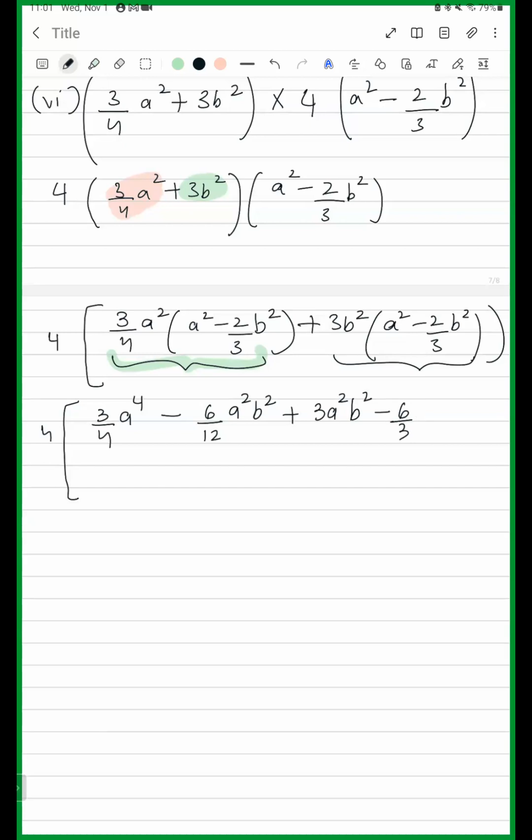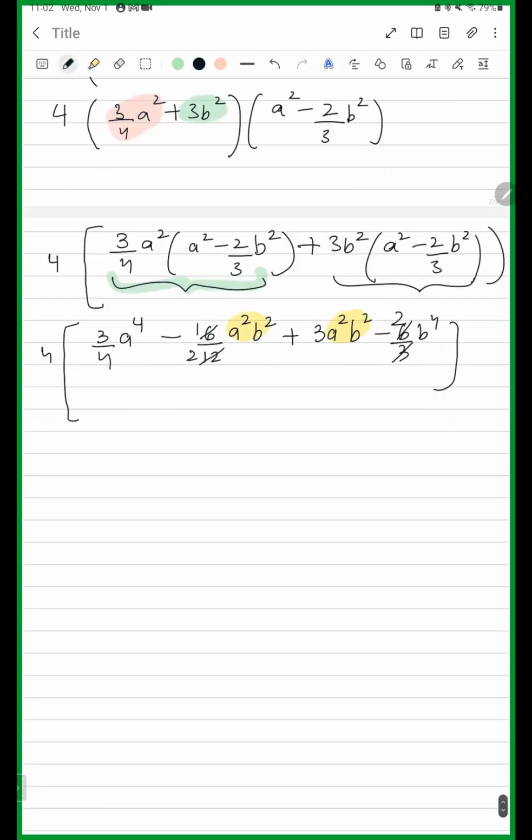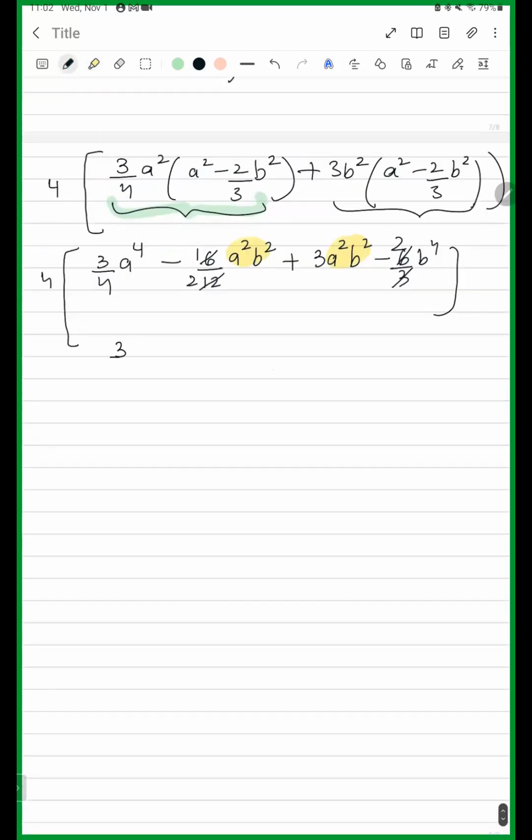Now there are some cancellations to be made. First of all, this 6 by 12 will become 1 by 2, and this 6 by 3 will become 2. Now we will see what all like terms do we have. These two are like terms. 1 by 2 a square b square plus a square b square. No, this is 3. Here the coefficient is 3, and this is minus 1 by 2. What is 3 minus 1 by 2?